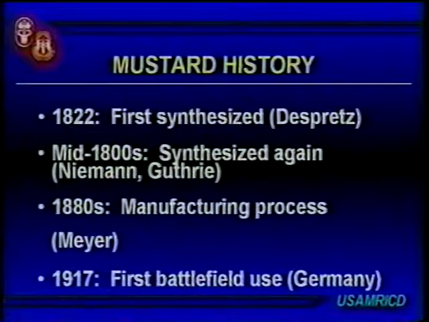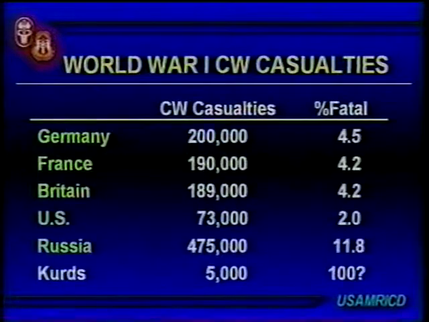Sulfur mustard, first synthesized back in 1822. And then they kind of forgot about it, and then it was rediscovered in the mid-1800s. Its first battlefield use was in Ypres, Belgium, July 1917, the last year of the war, okay? This is a breakdown of the casualties of World War I. There were roughly 1 million chemical casualties in World War I. 30% of all casualties in World War I were chemical casualties.